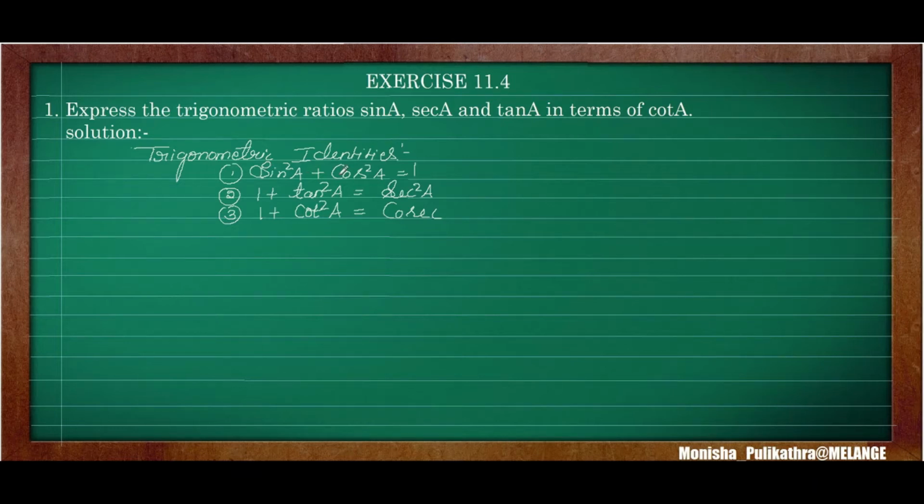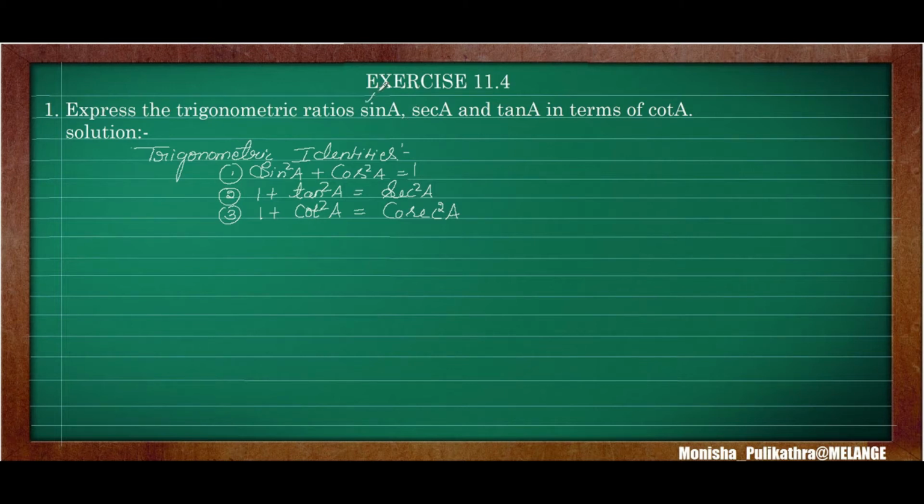In order to derive this, we need these trigonometric identities. The first one: sin square A plus cos square A is equal to 1. The second one: 1 plus tan square A is equal to secant square A. And the third one: 1 plus cot square A is equal to cosecant square A.